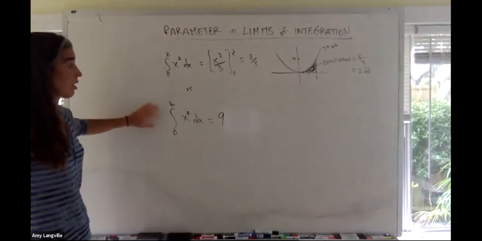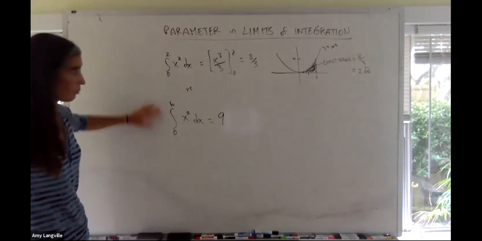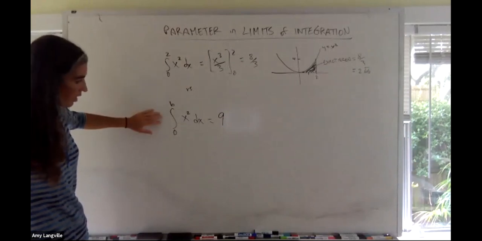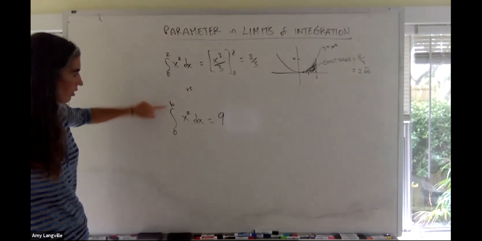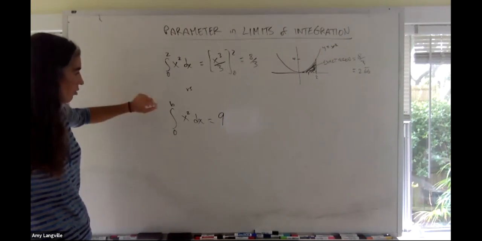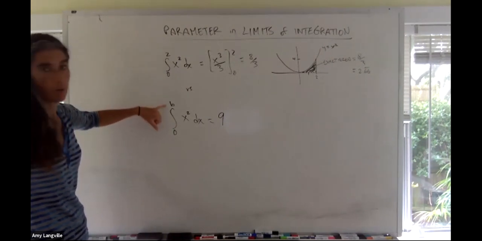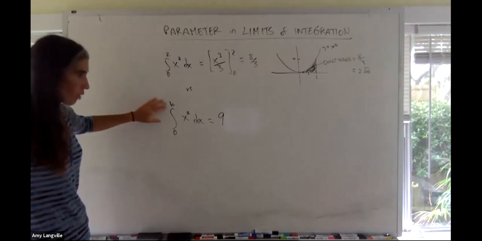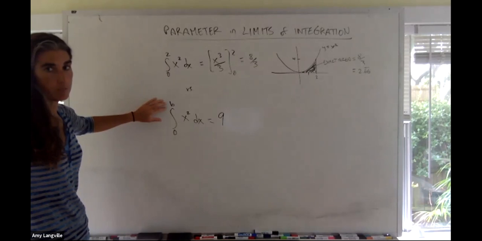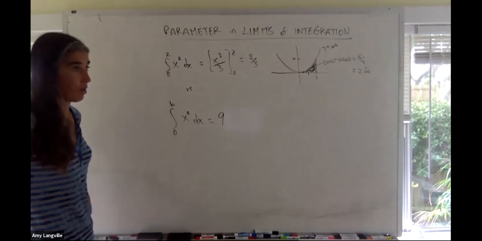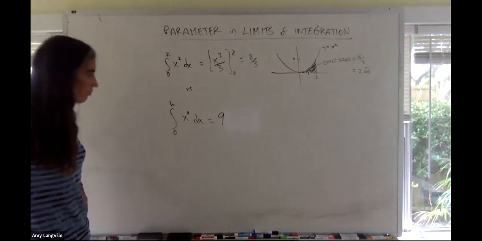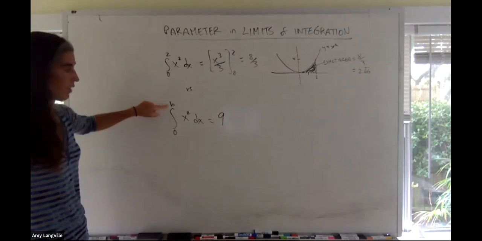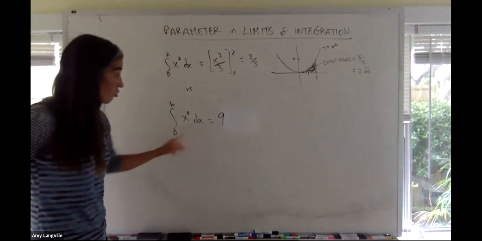But what's new this time is the second problem here. What if we have a parameter, not a number, 0, 2, not a number here, we now have a parameter b, or t, or p, some parameter in the limit of integration. So that's a whole class of problems, a parameter in your limits of integration. In this case, we want to find the b that makes this a true statement.